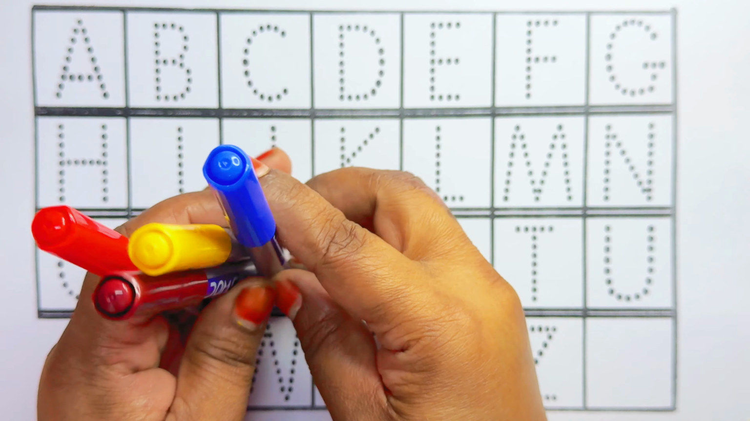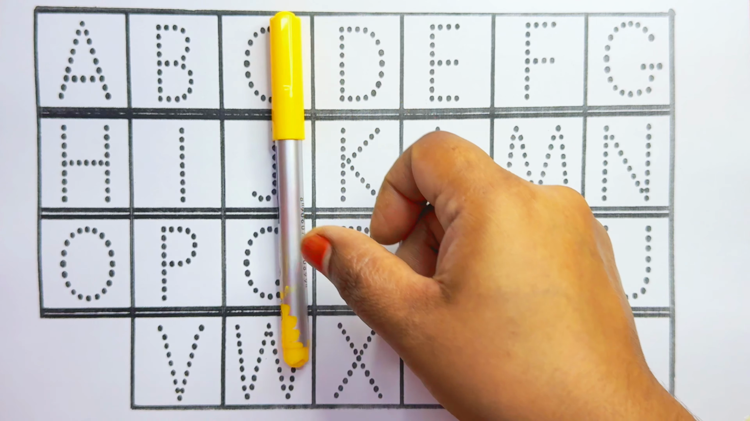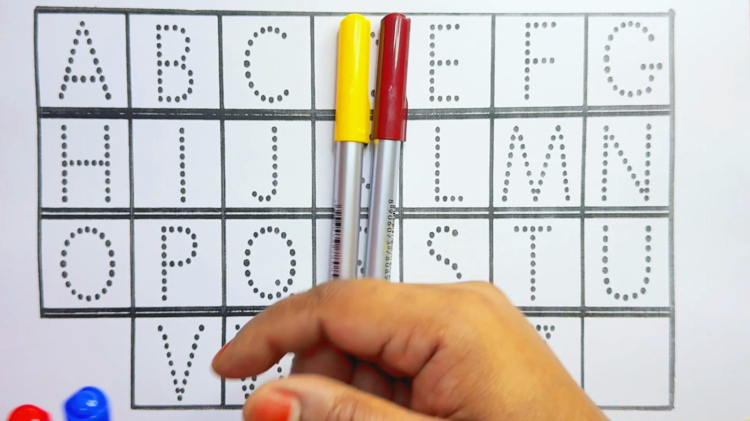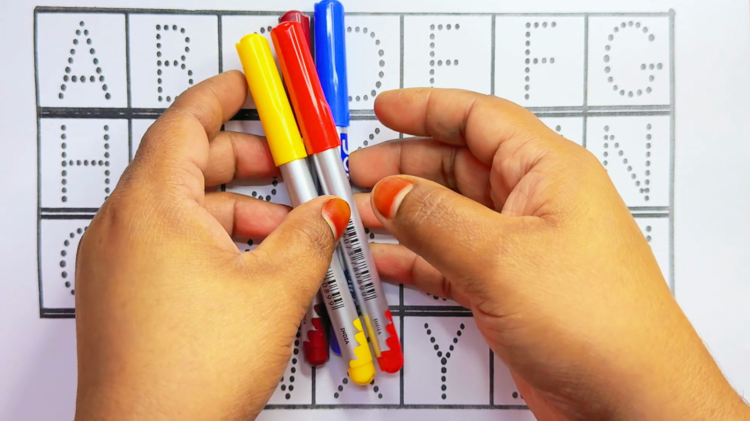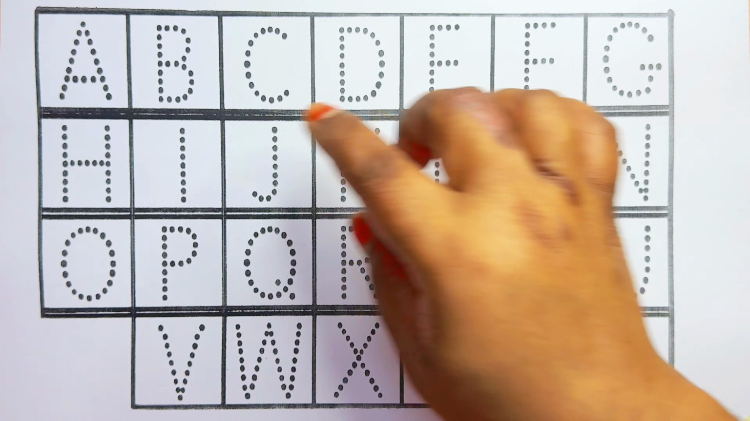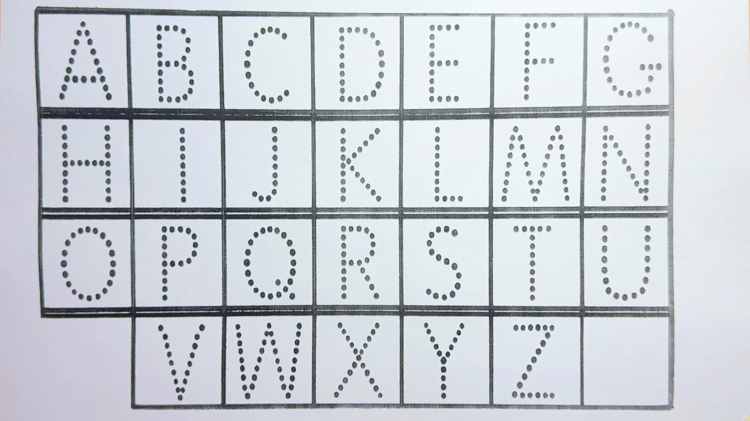Let's learn some colors name. Yellow color, brown color, blue color, red color. Let's learn alphabets, capital letters.